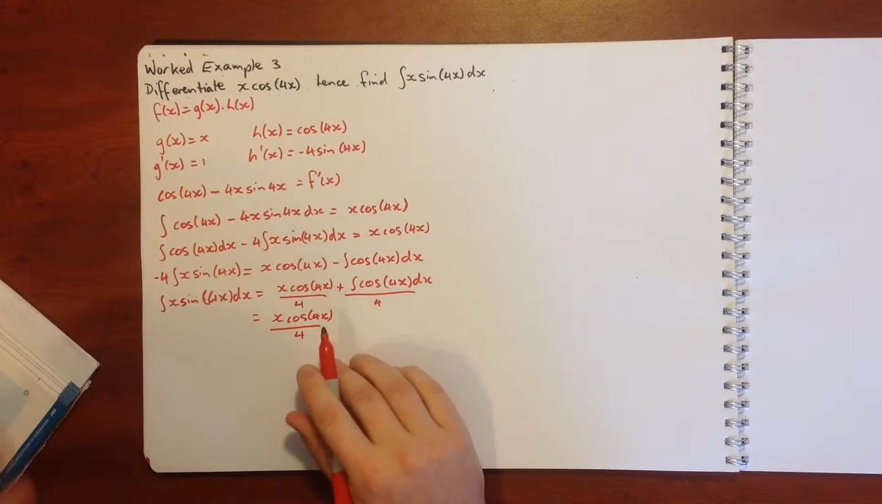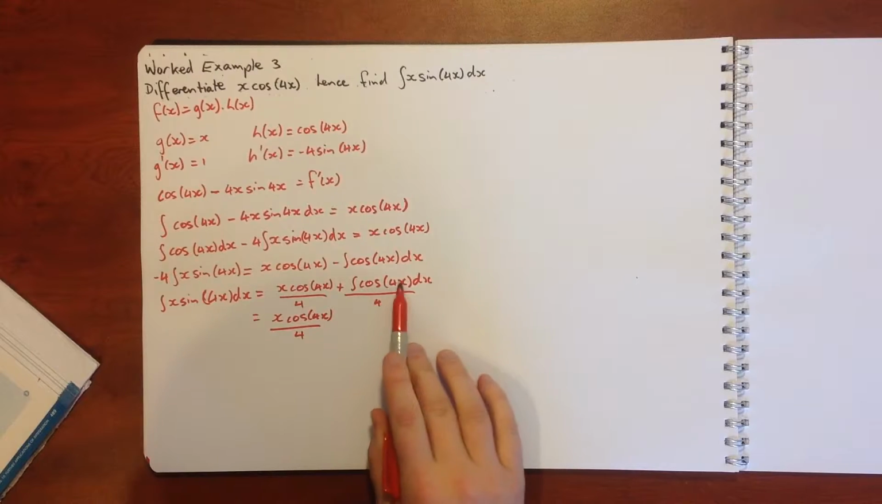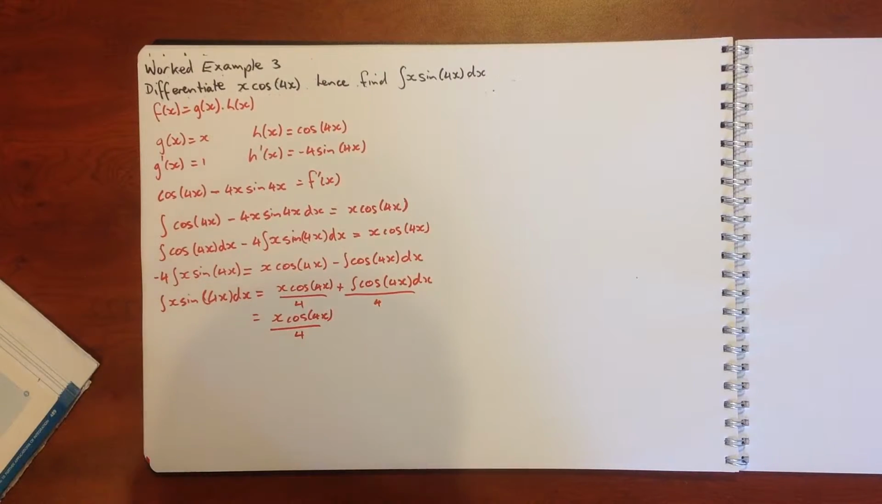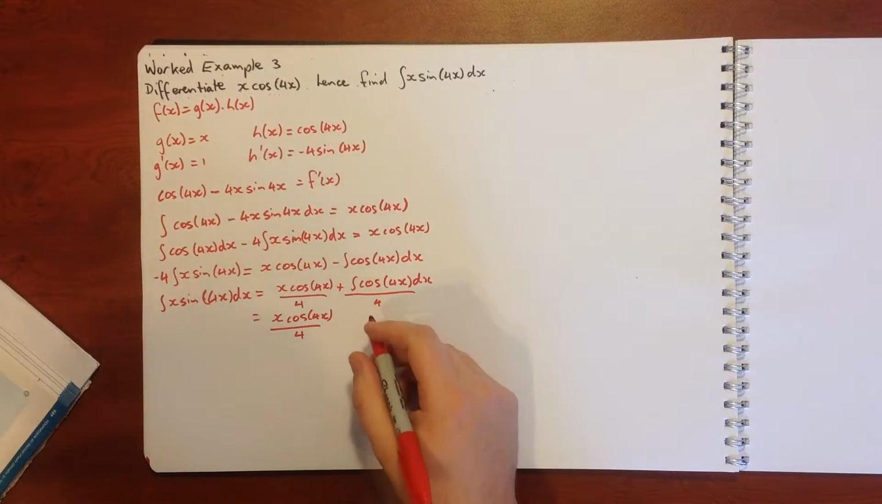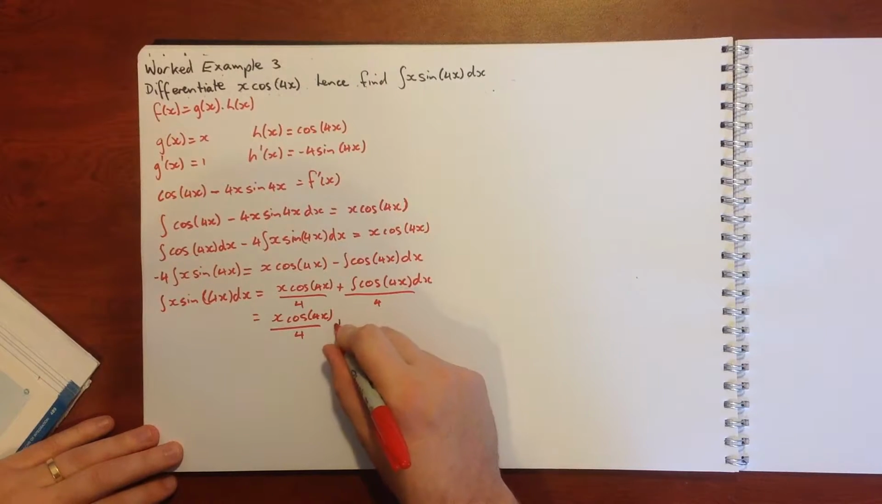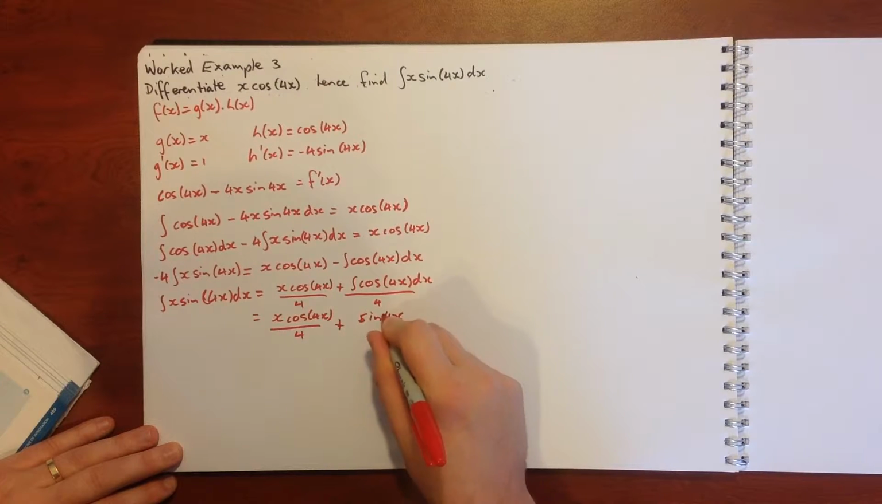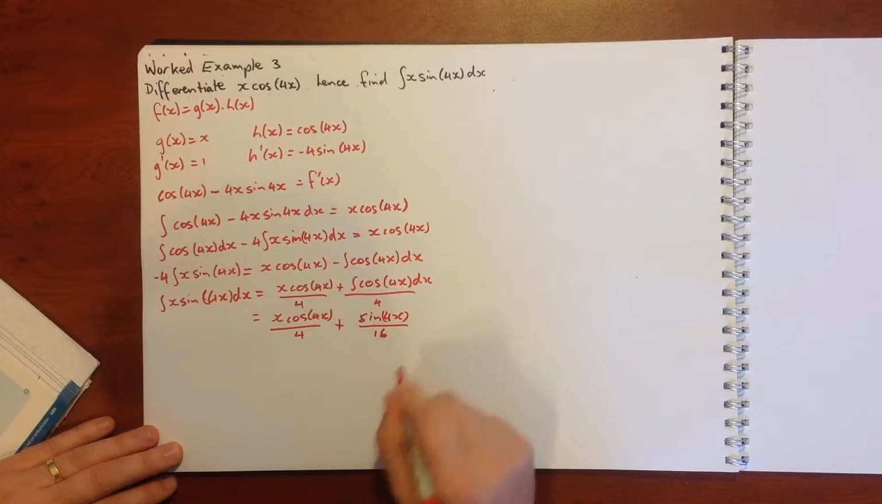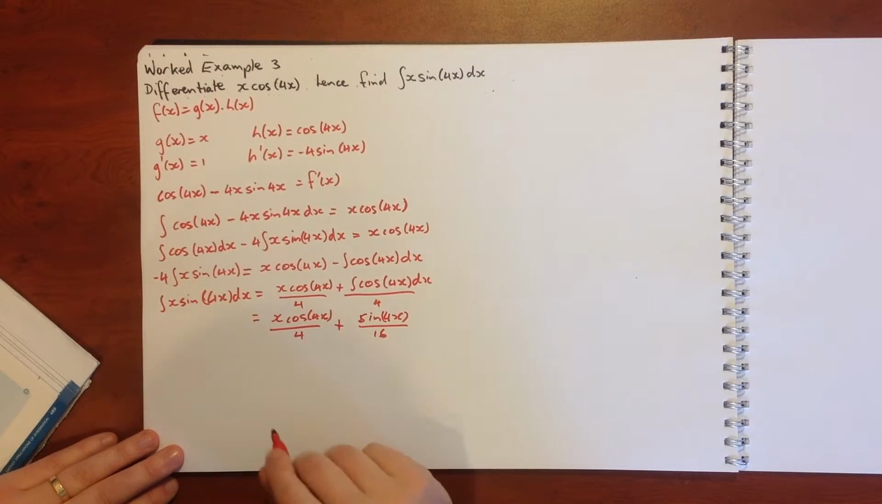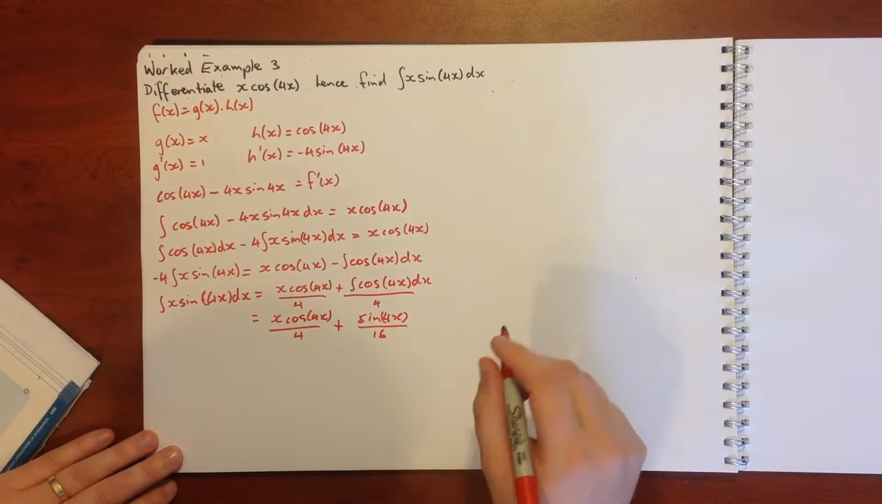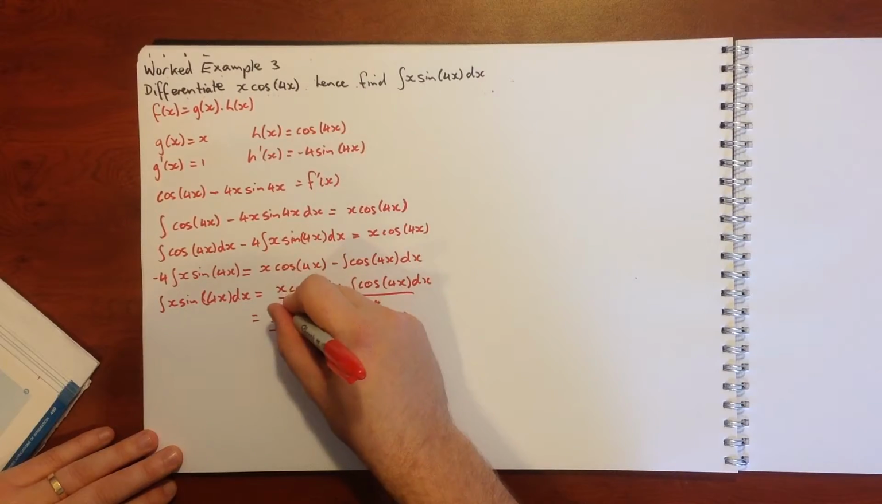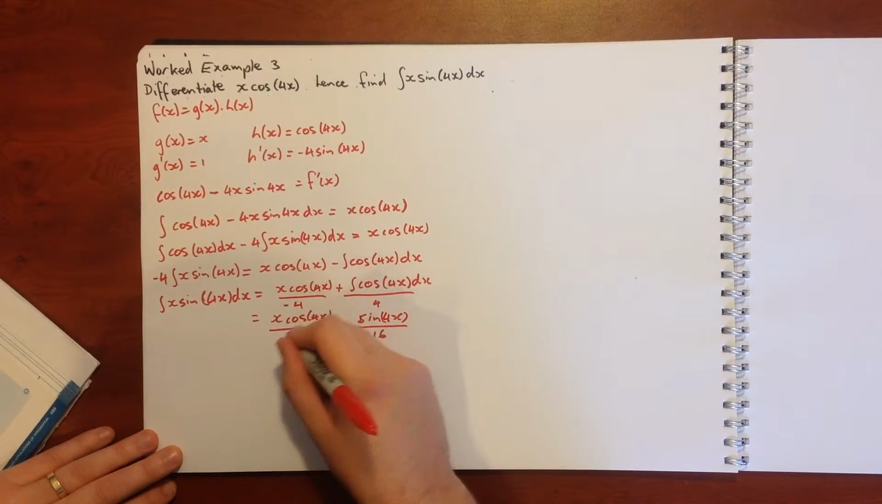Okay, well when we integrate our cos of 4x, we get 1 on 4 sine of 4x, but we're also dividing it by 4. Okay, so we're going to get our plus our sine of 4x over 16 instead. Okay, and all we need to do now is, sorry, I forgot my negative on this one.